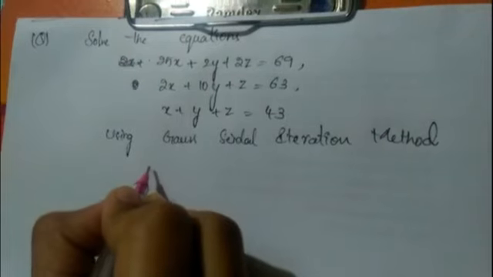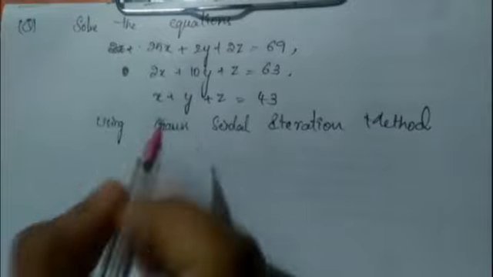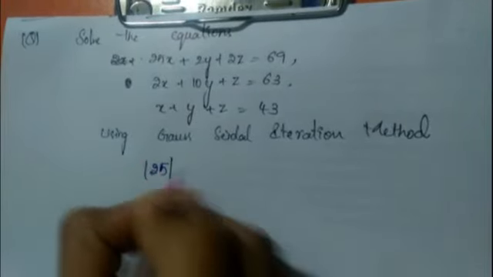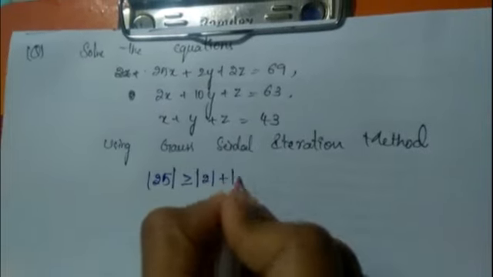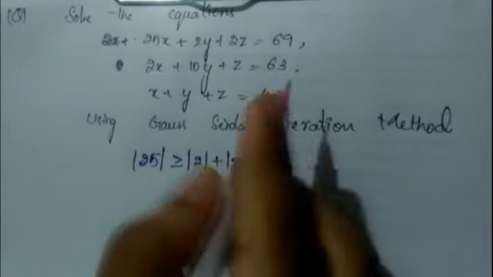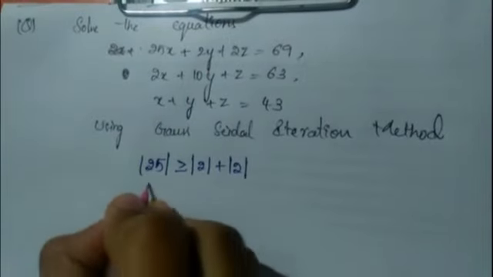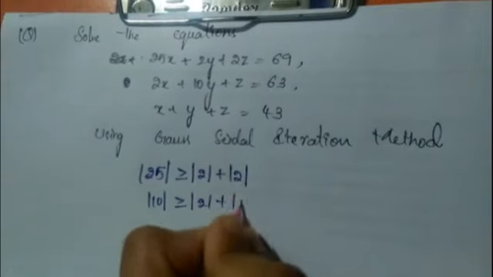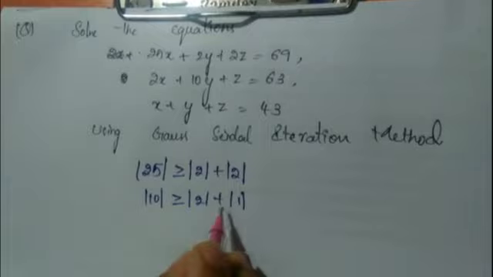First write the conditions. From the first equation I am taking the x coefficient: mod 25 is greater than or equal to mod 2 plus mod 2. Yes, this is true, 25 is greater than or equal to 4. From the second equation I am taking the coefficient of y: mod 10 is greater than or equal to mod 2 plus mod 1. This condition is also true, as 10 is greater than or equal to 3.